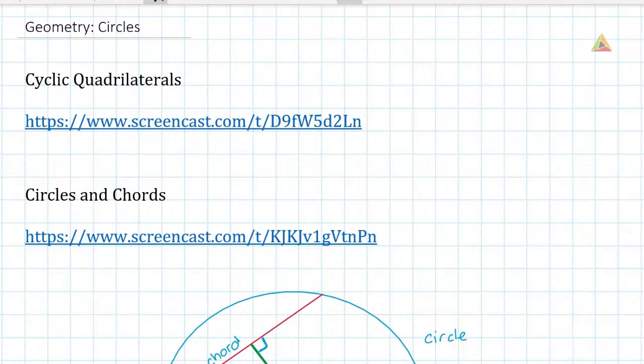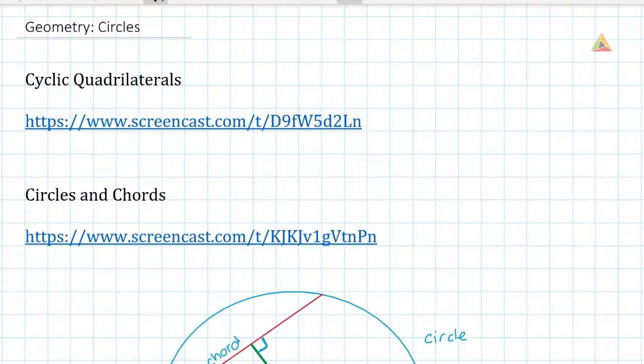So this week's videos to watch after this lesson, the first one there is on something called cyclic quadrilaterals. And the second one is on circles and chords, and it's going to explain a little bit about something we're going to see about our circles and our chords in this lesson.